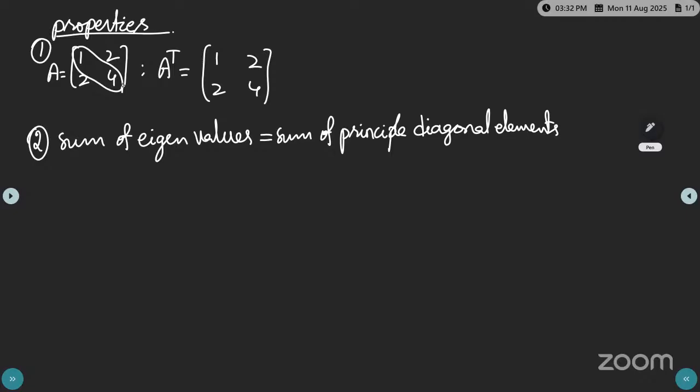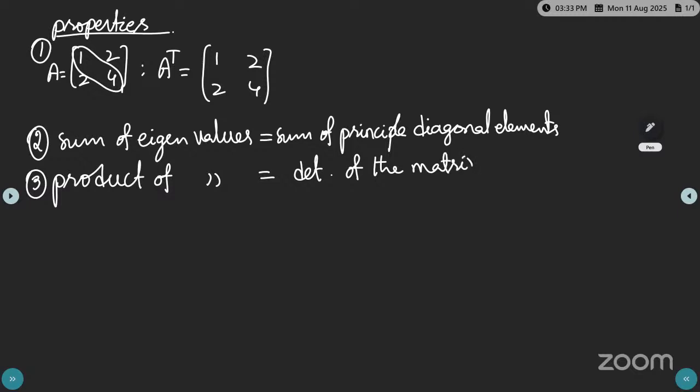Okay, next. The product of eigenvalues of a matrix is equal to the determinant of the given matrix. Now tell me, what is the product of eigenvalues? 0 × 5. Now tell me the determinant. What is the determinant of the matrix? 0 or not?